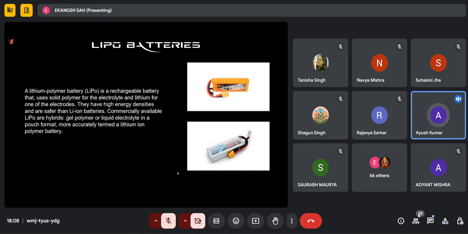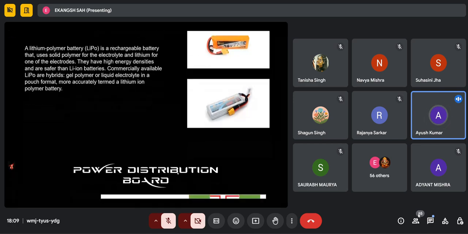So lithium ion batteries, which are the other alternative, have a metal casing. So they are more prone to bursting as compared to LiPo batteries, as LiPo batteries are more flexible. Also, there is less chance of leakage in LiPo batteries as compared to lithium ion batteries due to their flexibility, and hence also less chance of short circuit. So it is overall safer.